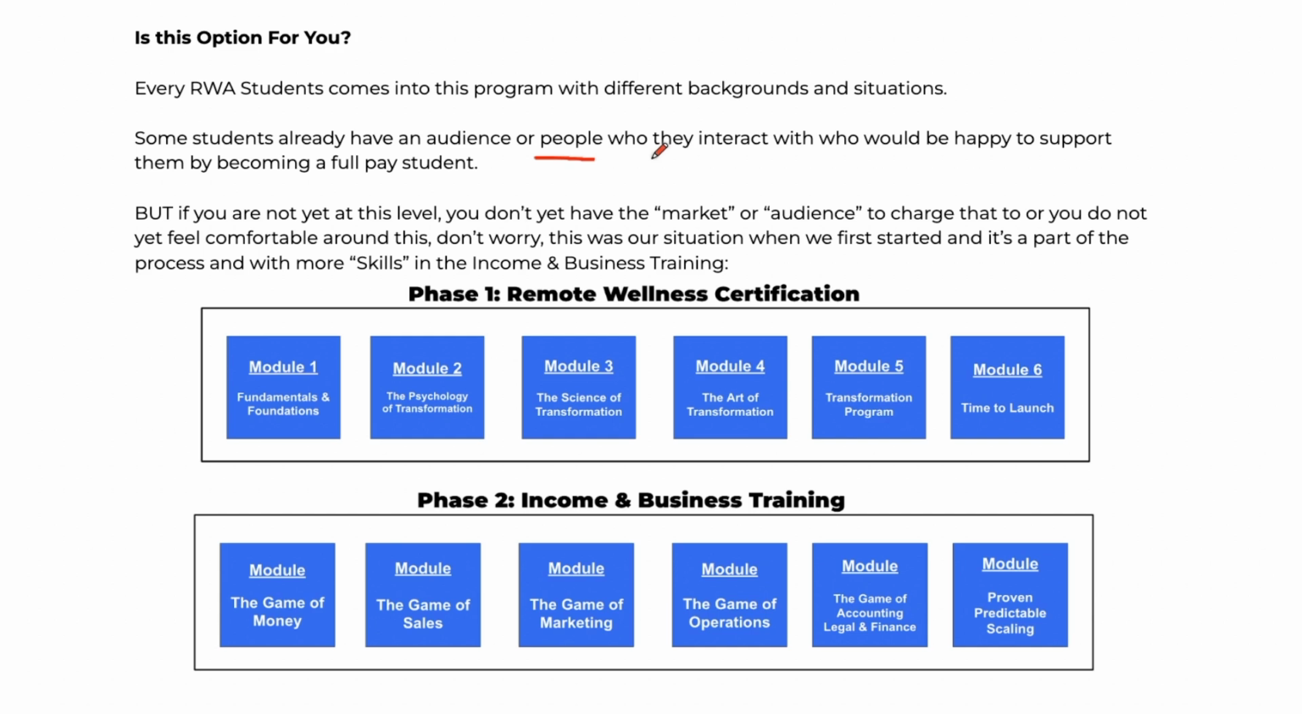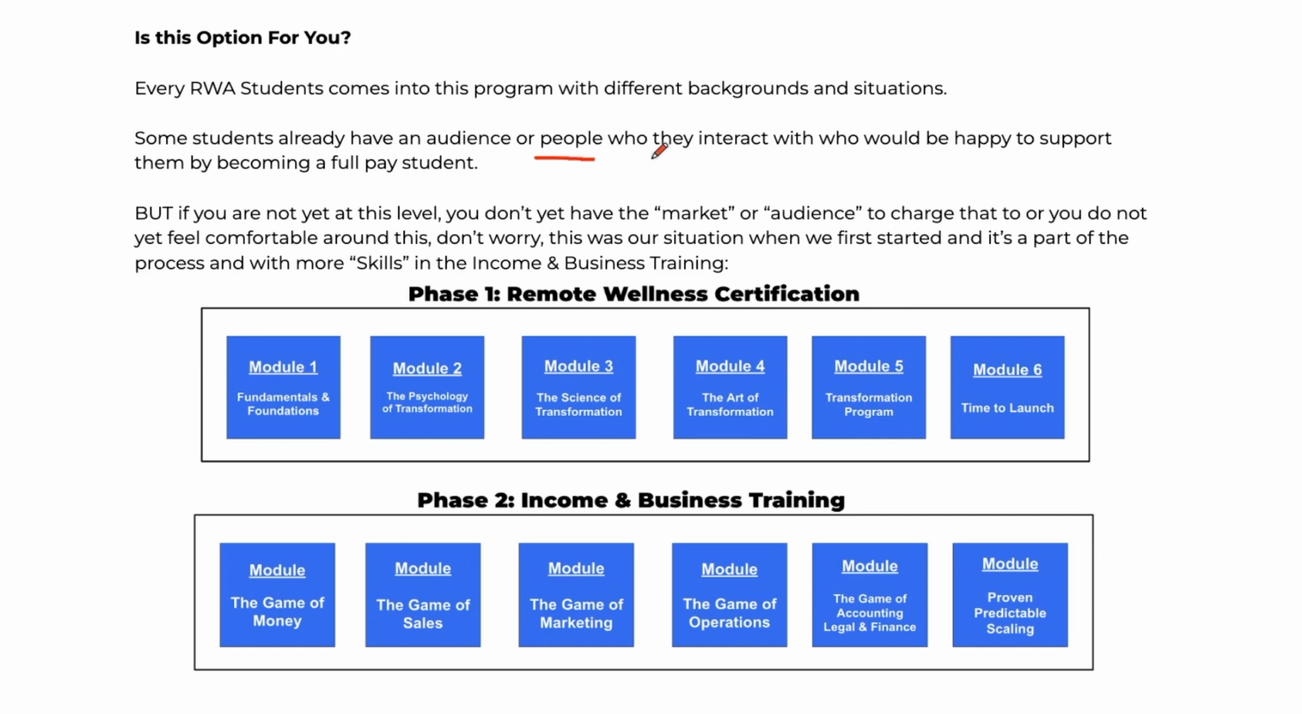just because you may not have that, just because you may be coming in fresh, does not mean that you are at a disadvantage. Just because you might not have the market or the audience or all that kind of stuff, that you can't go out there and get a full pay client right off the bat, does not mean that you are at a disadvantage. It just means that you have different experiences that you are contributing to this entire career change that you are bringing about. And don't worry, that was exactly our situation as well. And that's exactly what we're going to be touching base on when we talk more in the income and business training on how to start building that for yourself.